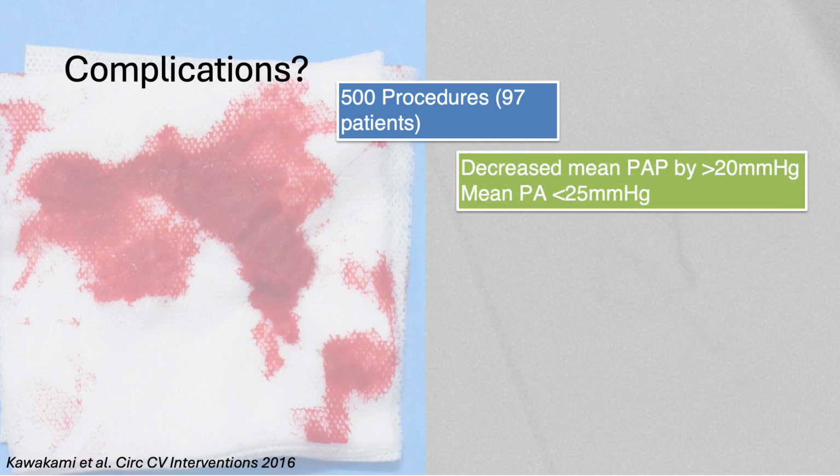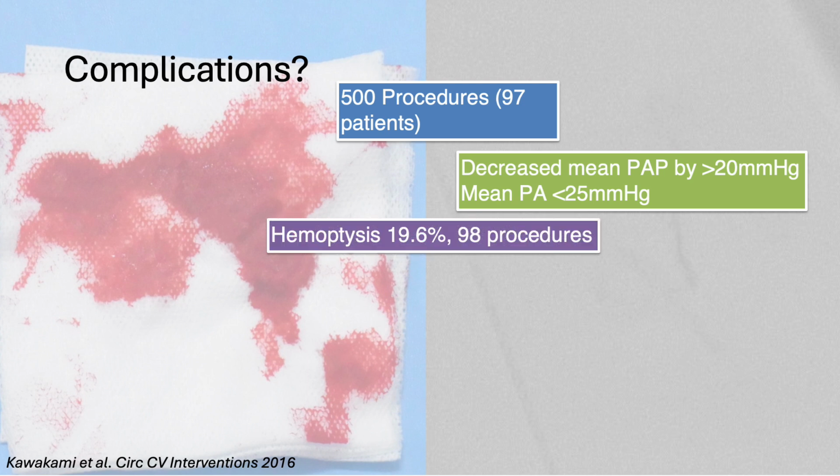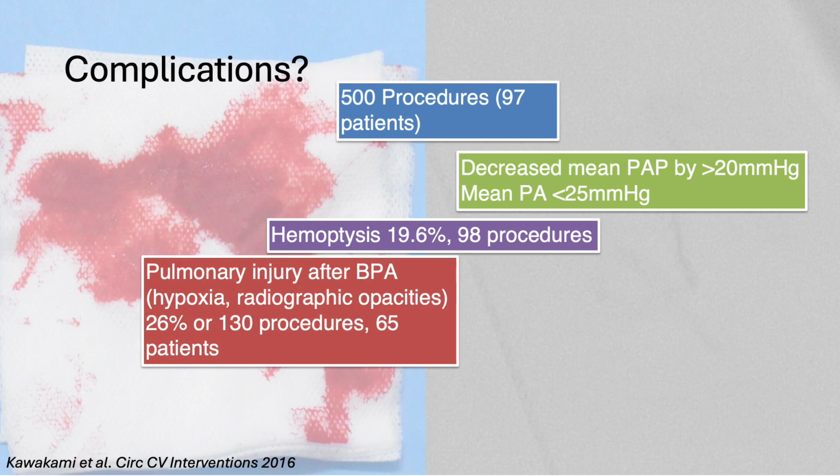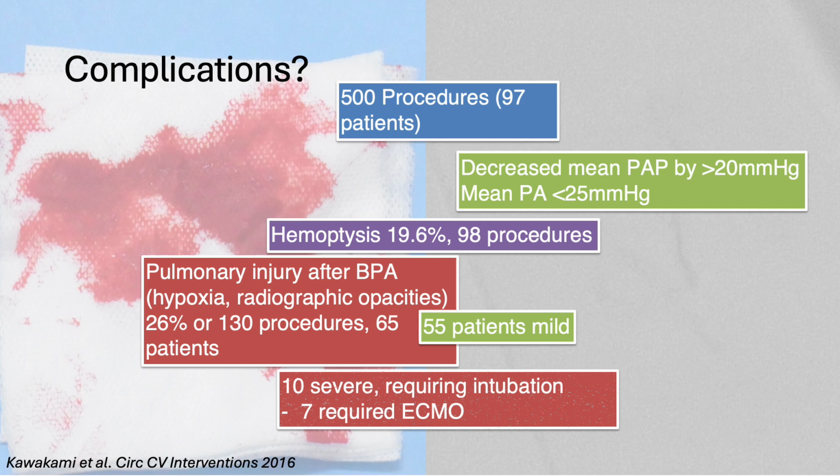Well, they were able to reduce the mean pulmonary arterial pressure pretty substantially. But there were 19.6% episodes of hemoptysis, almost 20%, in almost 98 procedures, almost 100 procedures. There was evidence of pulmonary arterial injury after balloon pulmonary angioplasty, including hypoxia and radiographic opacities in approximately 26% of the procedures. In 55 patients, this was really just mild.